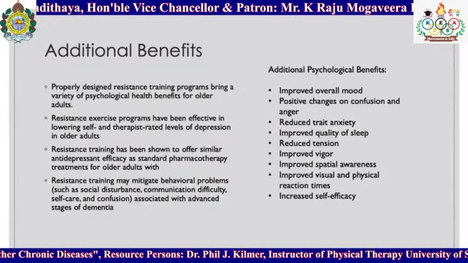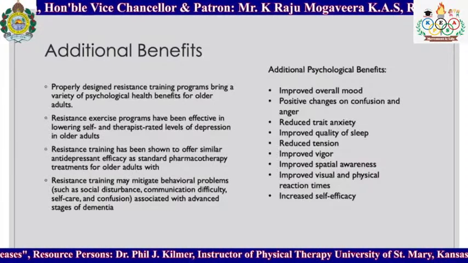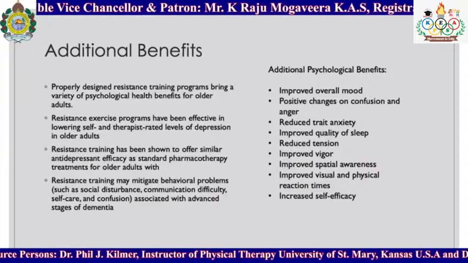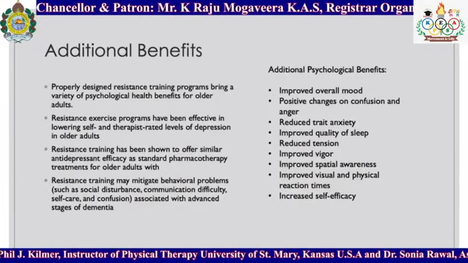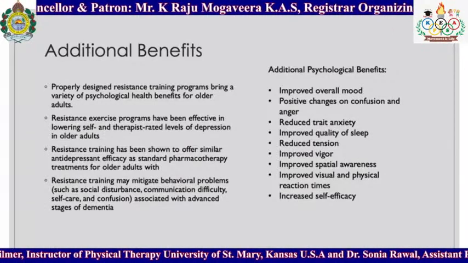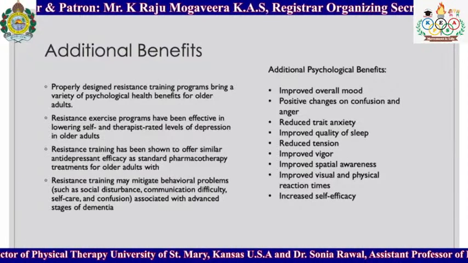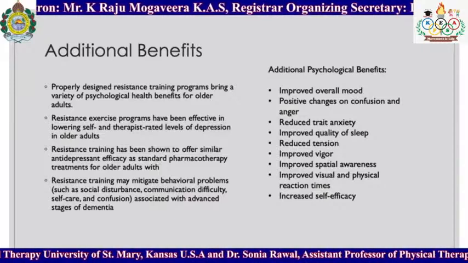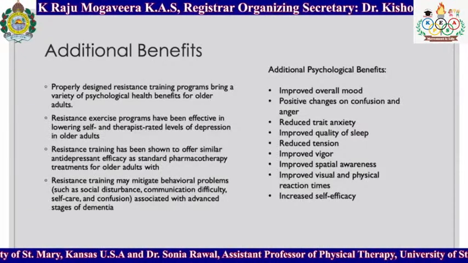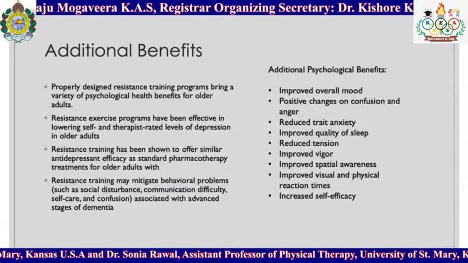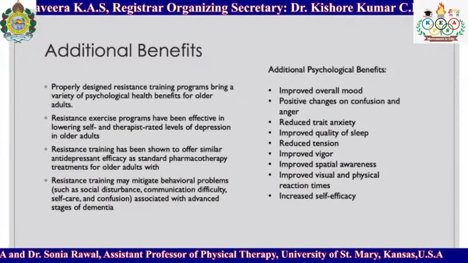It can also mitigate behavioral problems such as social disturbance, communication difficulty, self-care, and confusion that are associated with advanced stages of dementia. So what do we see with exercise in general that we can educate our patients on? It can improve their mood. You can have positive changes in confusion, reduced anger, reduced anxiety, improved quality of sleep, reduced tension, improved overall vigor and spatial awareness. We can see improved visual and physical reaction times and increased self-efficacy. All these benefits from resistance training.